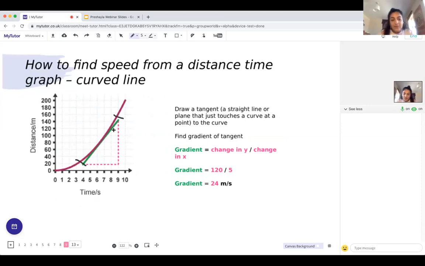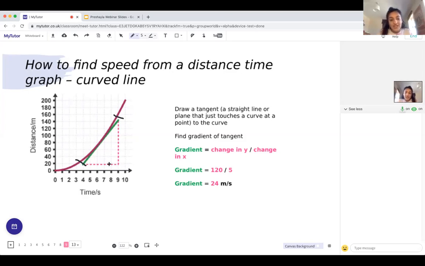Now yes, it's not exactly a straight line, so it is kind of an estimation that we're doing here. It is a curved line, so we need to put a straight line on it. We can't find the gradient of a curved line. That's not until A level that you can do that. We cannot find the gradient of a curve. So what we do instead is we put a line next to it, which is really similar, right? You can see that they're pretty similar until you get to the edges. That is called a tangent.